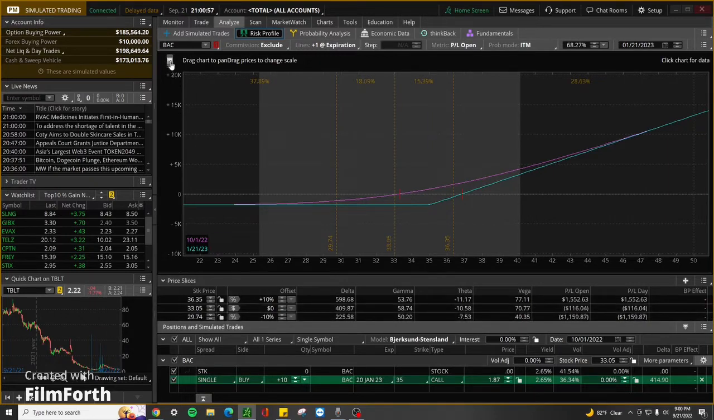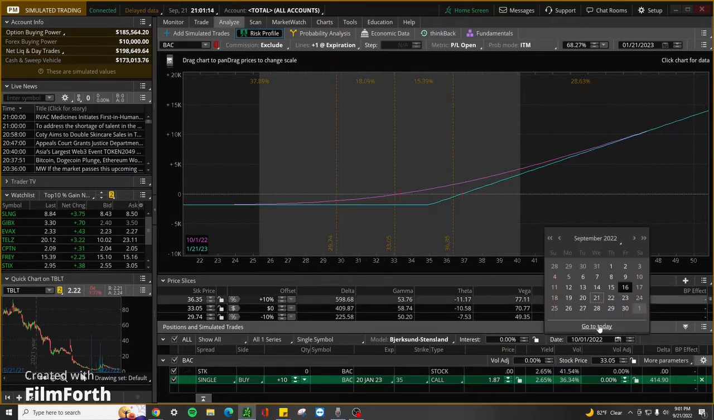So on the y-axis, you're going to have your profit and losses. On the x-axis, you're going to have the stock price. And you will have this lightly shaded area, which pertains to the future expected price range based on the calendar date that you have selected here. We'll take this back to today.